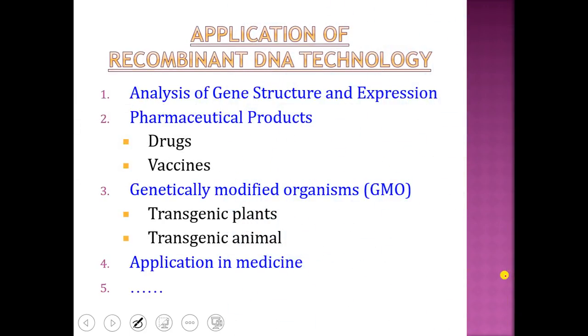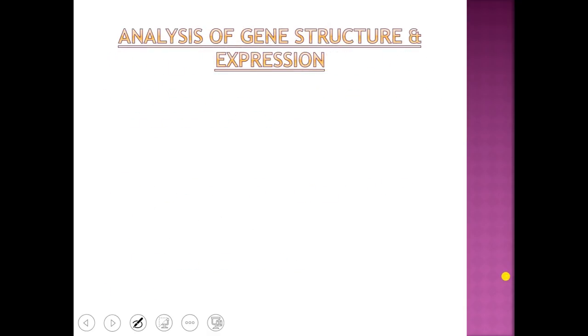So this is all about the recombinant DNA technology process. Now we see the applications of this recombinant DNA technology. What are the uses of this recombinant DNA technology? There is a very long list of these applications, like analysis of gene structure and expression, production of certain pharmaceutical products like drugs and vaccines, genetically modified organisms, and certain applications in medicine we will see.